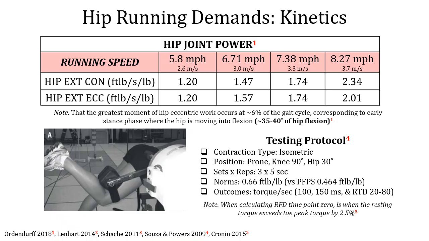But what we can do is extrapolate and utilize what information we do have available, which is at the knee. And at the knee, it is recommended that the rate of torque development 20-80 is going to be more consistent with those forces that we see with running, rather than taking the torque produced at 100 or 150 milliseconds.